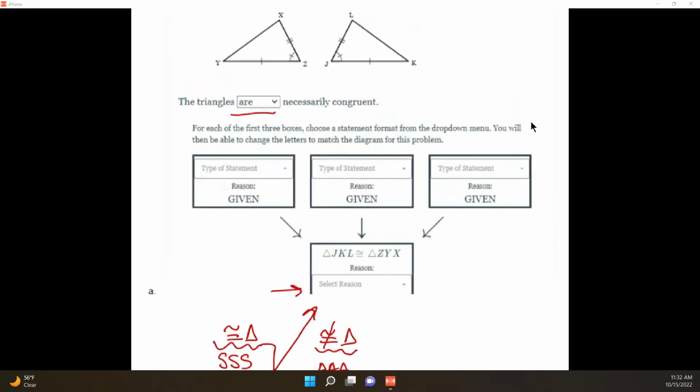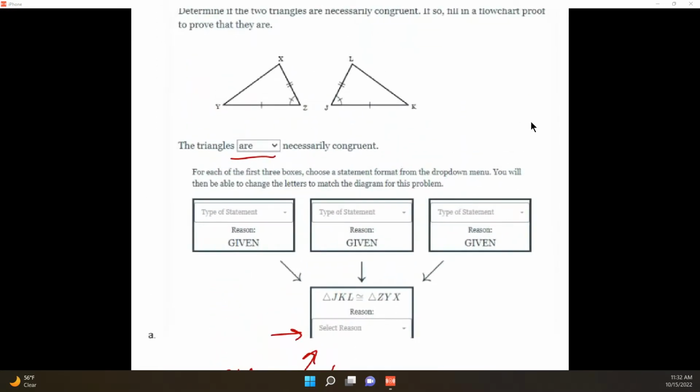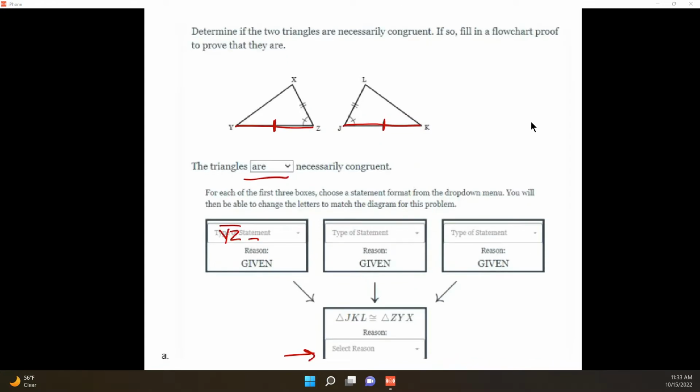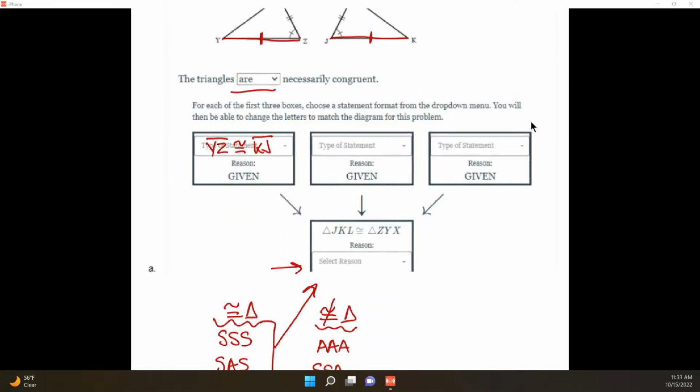All right, so let's focus on putting in the information that we have been given. So you're going to pay attention to the tick marks. Now, right here on the side YZ, I see one tick mark. And on the side JK, I also see another tick mark. So I know that these two sides, the side YZ, so that's why I'm putting a line above it, is congruent to the side KJ. Okay. And the reason for that is because it's given.